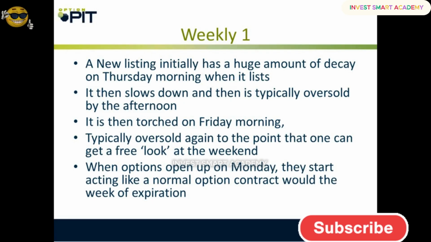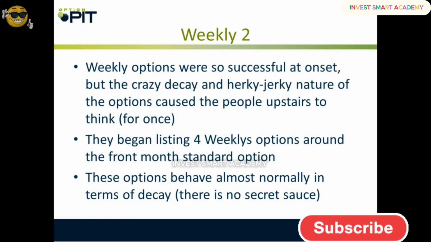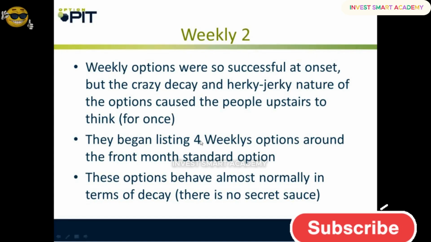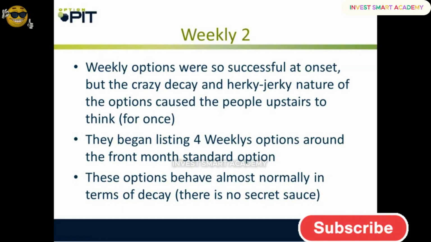Now, this was a really fun way to trade for a while. But this is really what happened. Weekly options were so successful at onset. But the crazy decay and herky-jerky nature of the options caused people upstairs to actually think for once. And they said to themselves, these are popular, but we're getting all these complaints about how they decay and how they move and about liquidity. So what they started to do was listing 4 weeklies around the standard front month expiration.